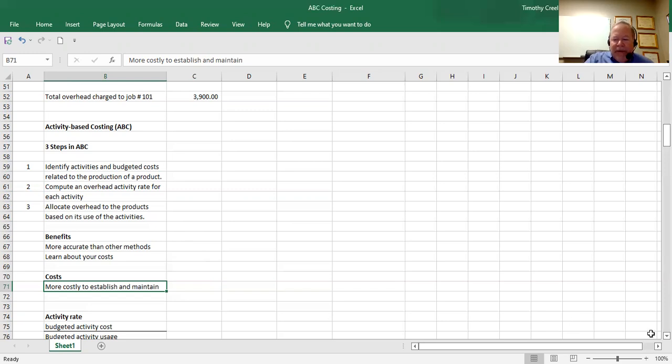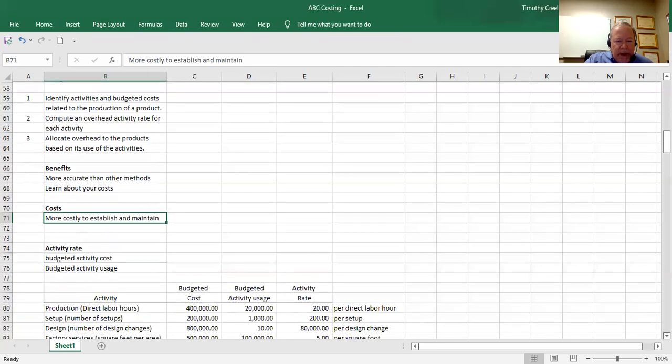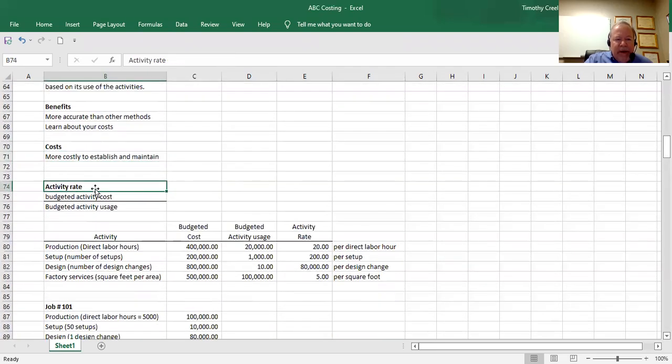Now, how activity-based costing works is first thing you want to do is you're going to come up with activity rates. And the activity rates are simply your budgeted activity cost divided by your budgeted activity usage. And I've got a little chart laid out here, and I'm listing some activities such as production activities, and overhead would be applied based on direct labor hours. That would be your activity that would cause the overhead cost.